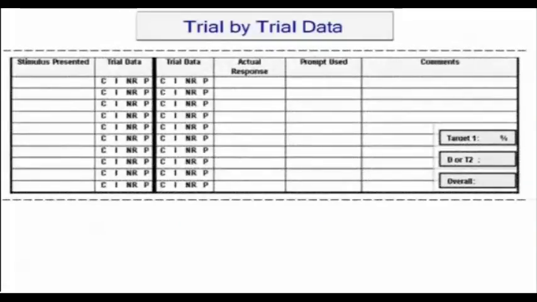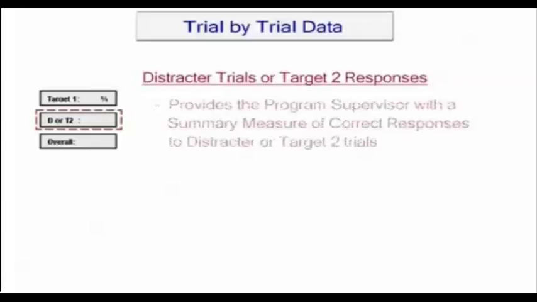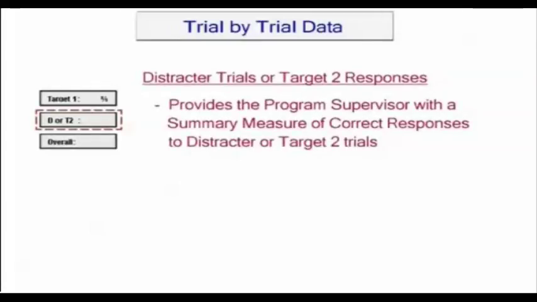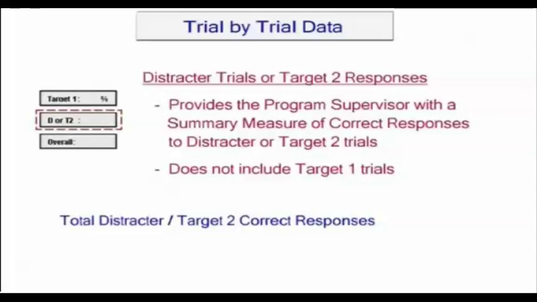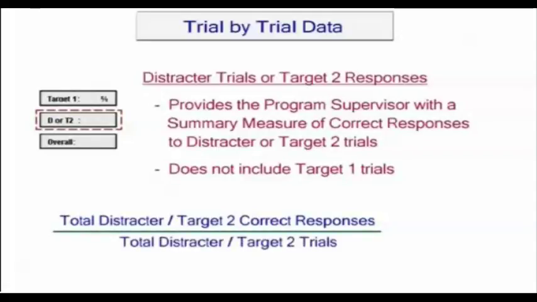Now let's look at the percent correct for the distractor trials, or Target 2 responses. Calculating the percent correct for these trials provides the program supervisor with a summary measure of how often the child responds correctly during these trials. It does not include any information from the Target 1 trials. Percent correct for Target 2 or distractor trials is calculated by dividing the total number of correct responses for these trials by the total number of these trials that were presented, and multiplying that figure by 100%.